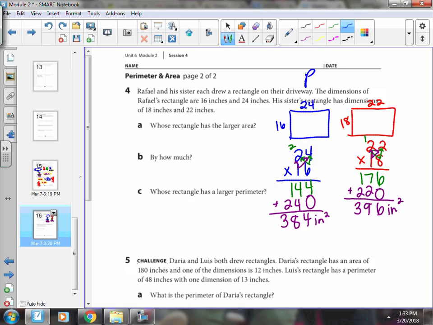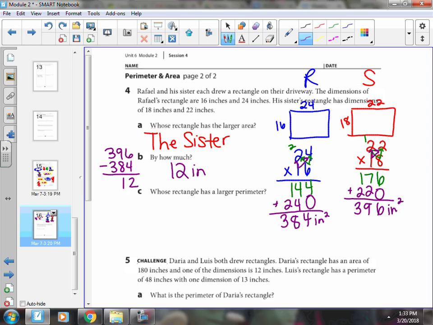Remember, this was Raphael, and this was the sister. And what's bigger, 384 or 396? 396, right? So, did they just call her the sister? Yeah. So the answer, the sister. By how much? That's a subtraction problem. We're going to take the sister's number minus Raphael's number, and that will tell us by how much more her rectangle, right? How much bigger the area was in her rectangle. 12. So it's bigger by 12 square inches.